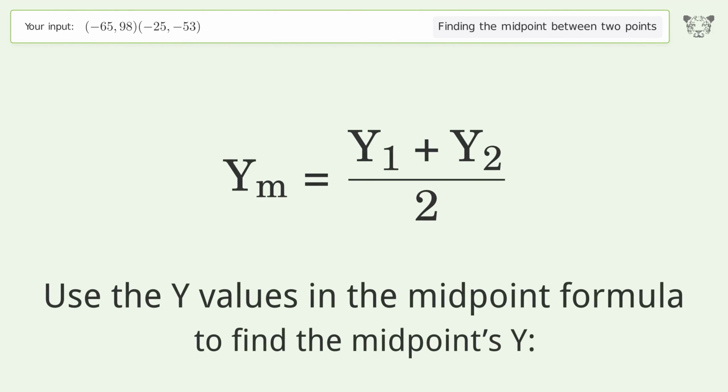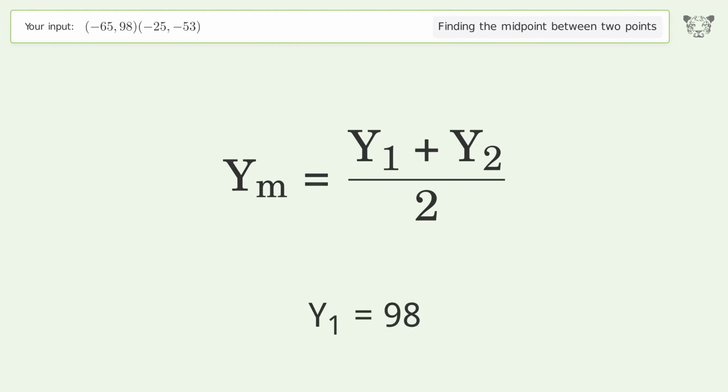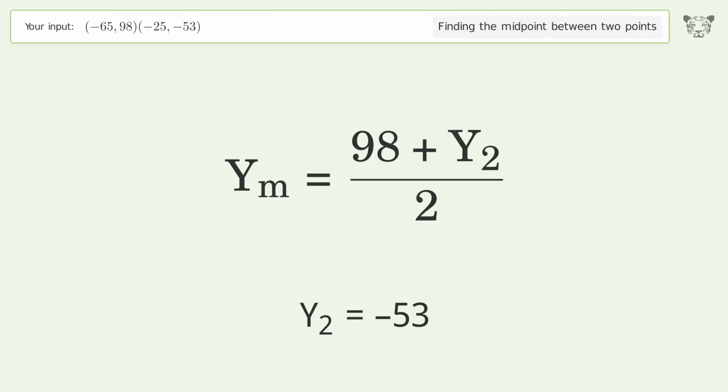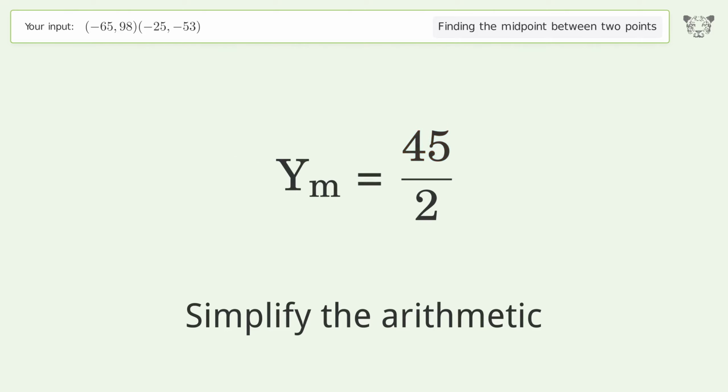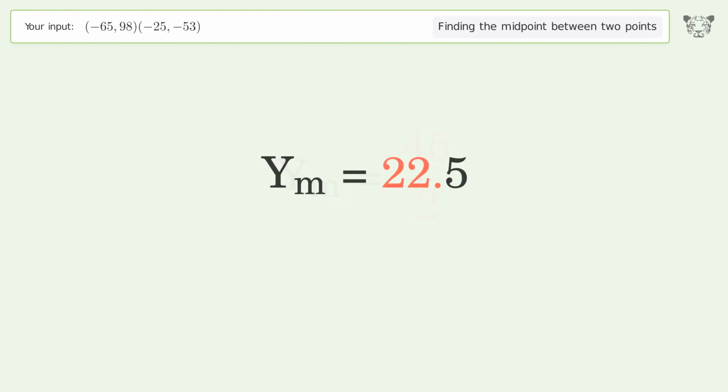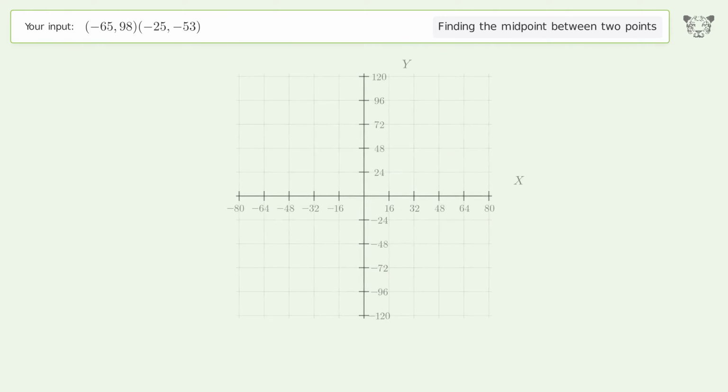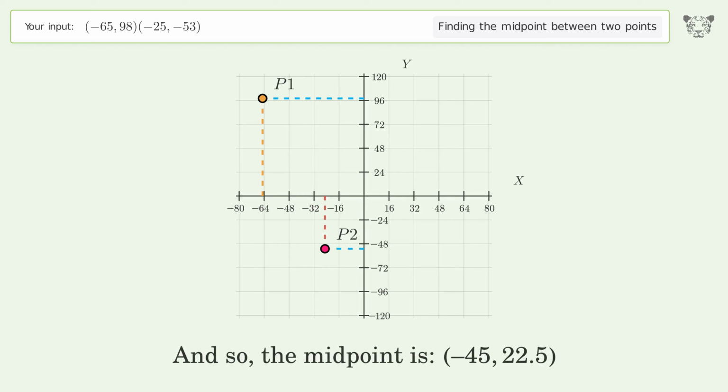Use the y values in the midpoint formula to find the midpoint's y. y1 equals 98. y2 equals negative 53. Simplify the arithmetic. And so, the midpoint is negative 45, 22.5.